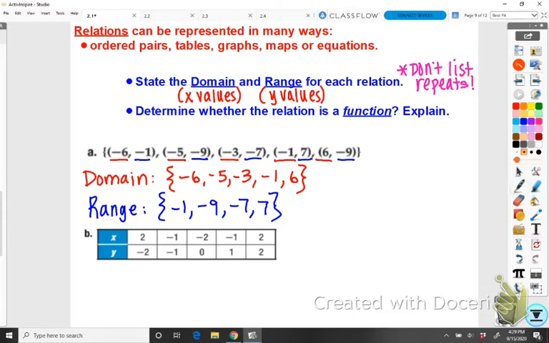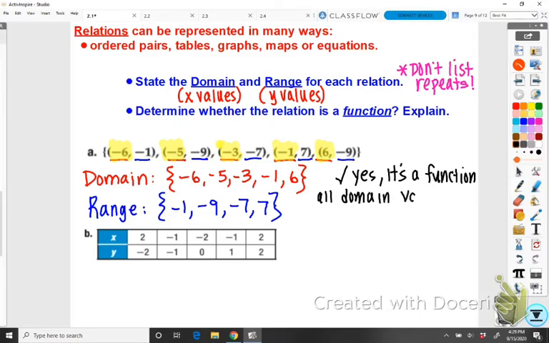All right, so remember, if I'm trying to see if ordered pairs makes a function, it's all about those domain values. So I'm looking at these, seeing if any repeated, and they were all different, so this is a function. So I'll say yes, it's a function. All domain values are different. You could say this in multiple different ways. I'll try to rephrase it different each time so you can hear a couple different things.